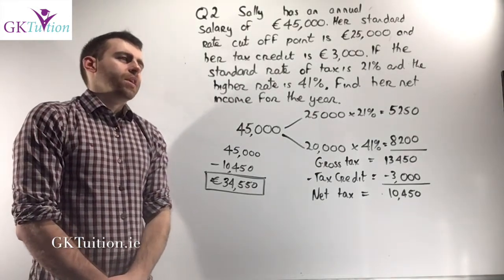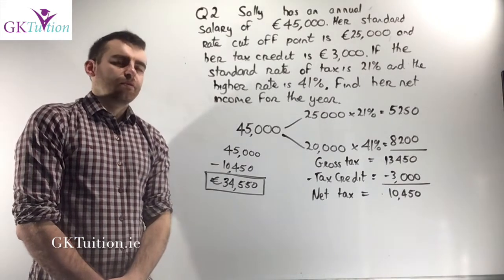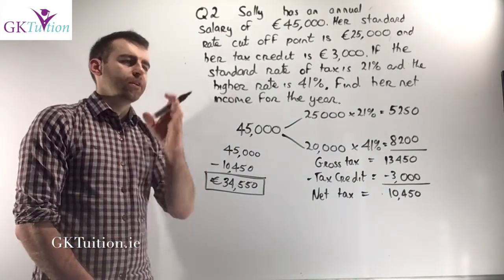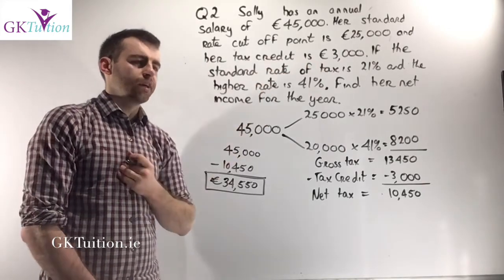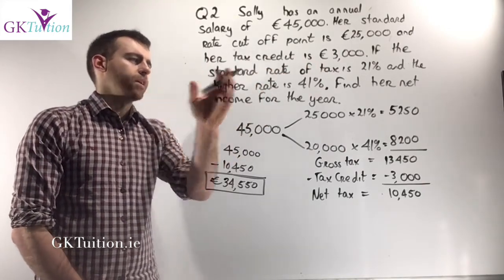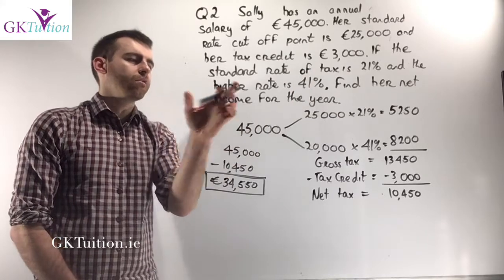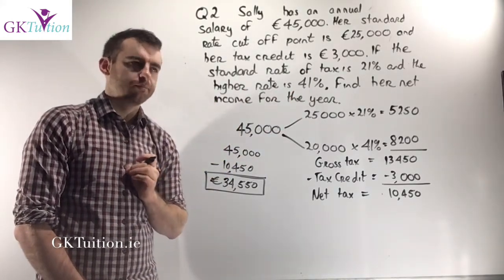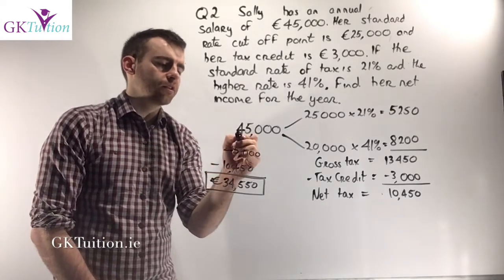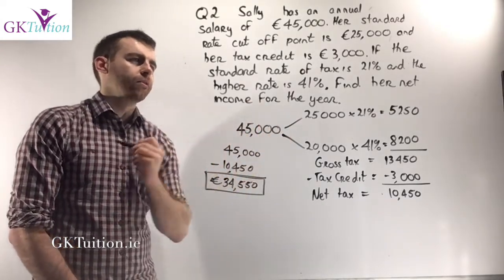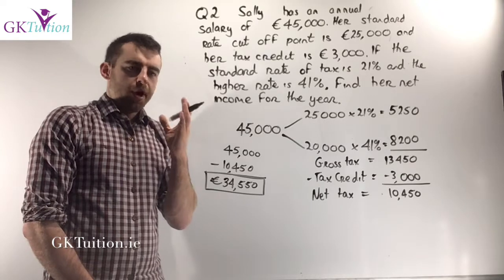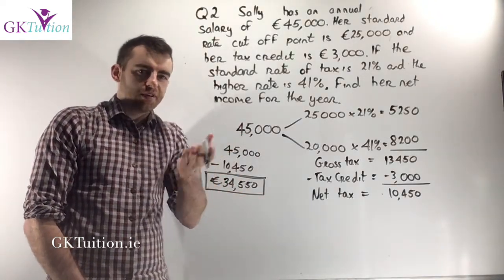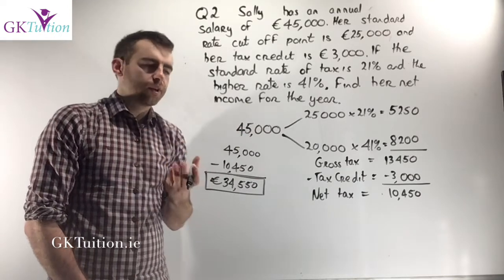In question 2 it says Sally has an annual salary of 45,000 and her standard rate cutoff point is 25,000 and the tax credit is 3,000. If the standard rate of tax is 21% and the higher rate is 41%, find her net income for the year. So Sally has earned a gross income of 45,000. However, she has to pay tax, so she doesn't actually receive €45,000. That's only her gross income.